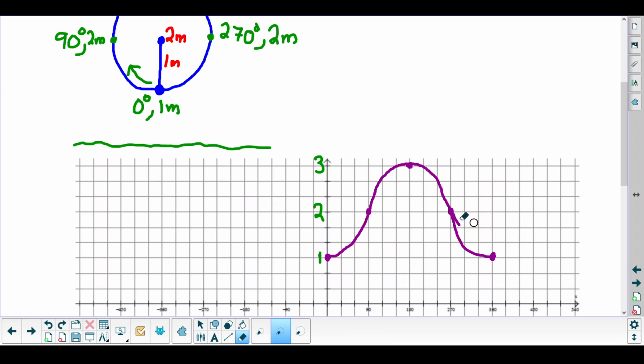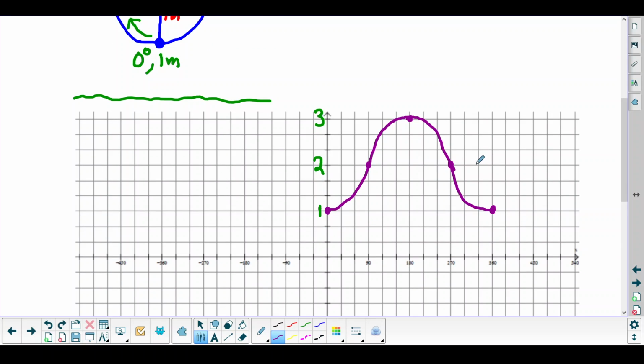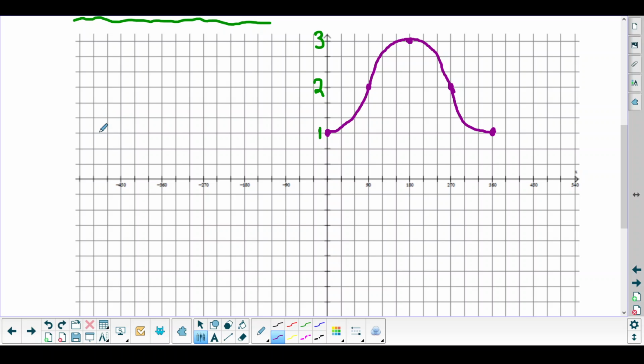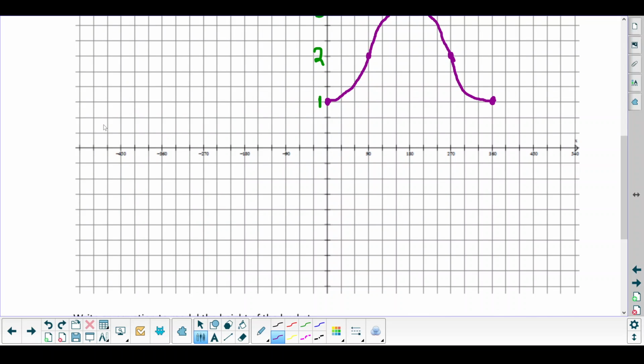Okay, so that is our curve for the height of the bucket across a single revolution, single spin around. And we could keep going if we wanted to, and we could work backwards as well. That doesn't necessarily make sense in the context of the question, but we could do that.